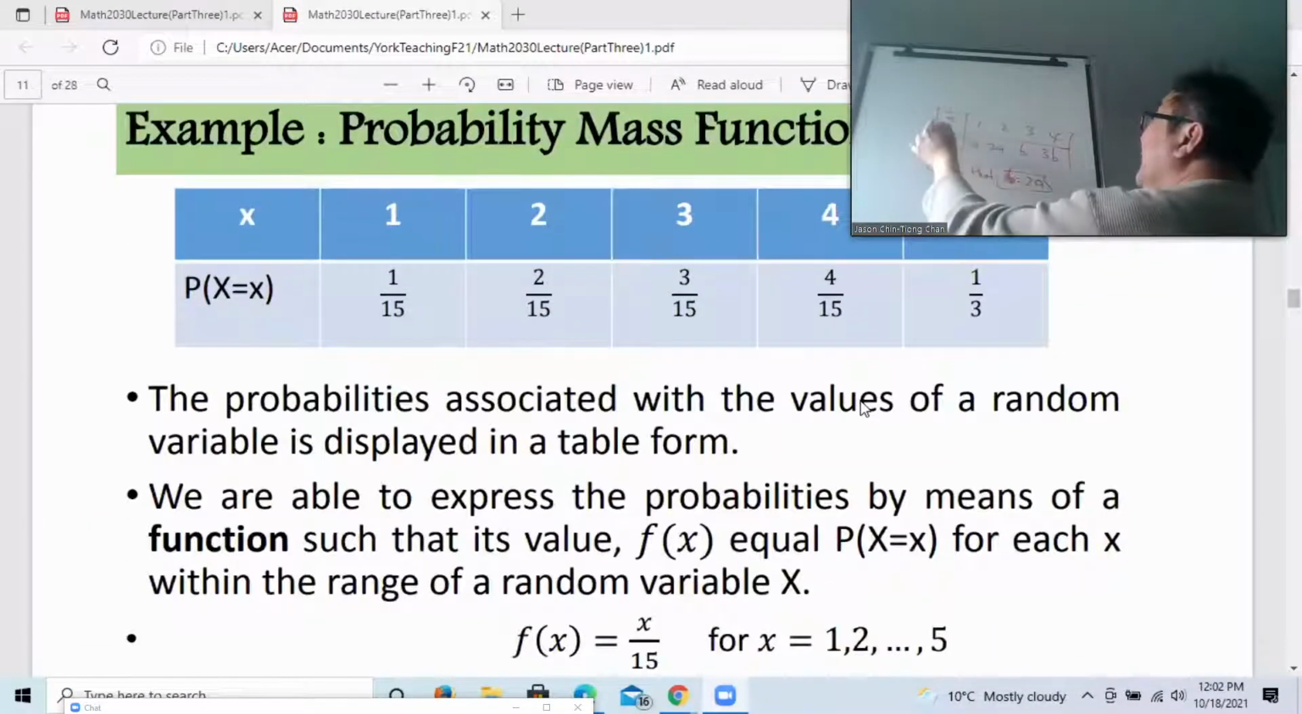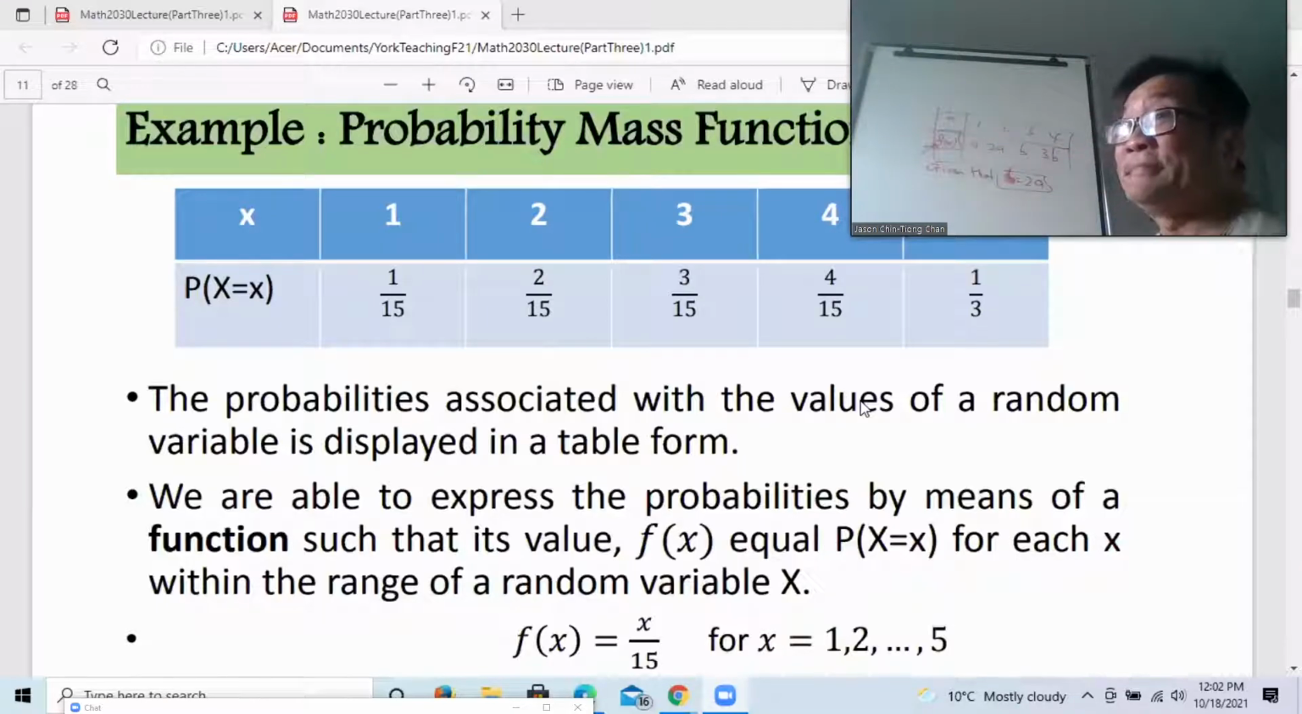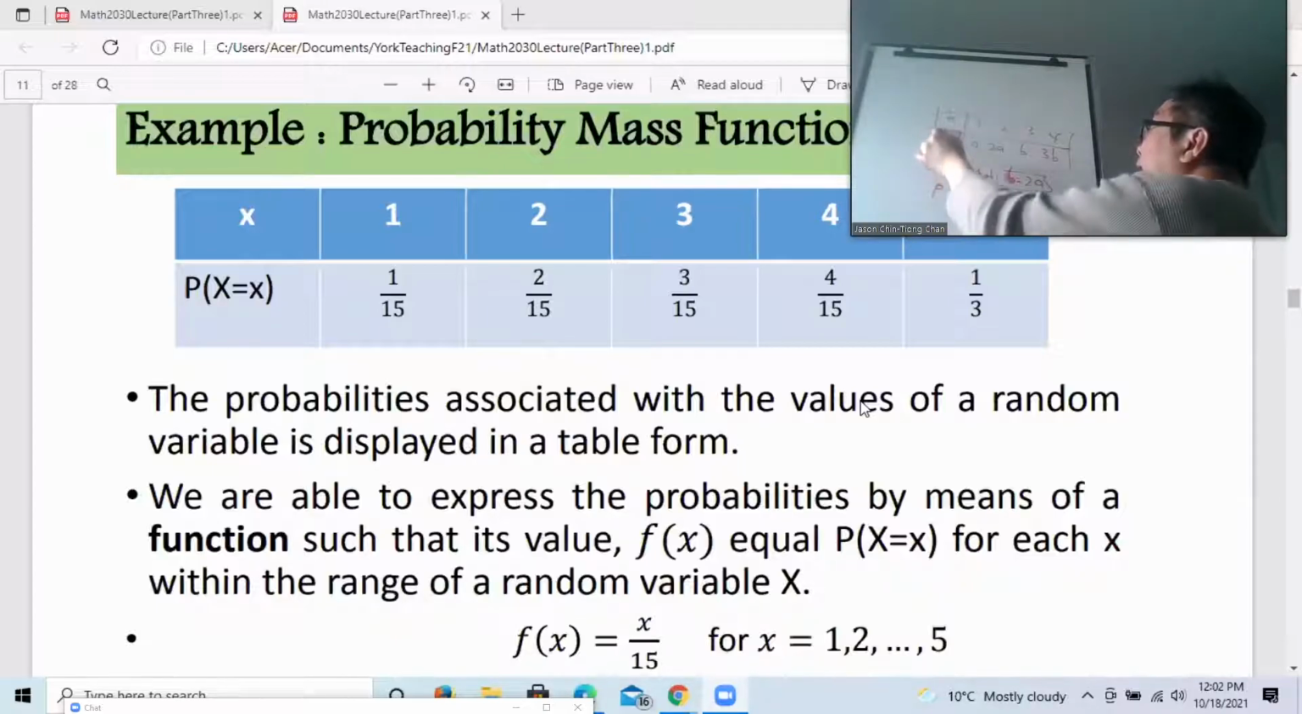So this one, what do you call this one? There's a name for this one. PMF. We have to use a small f, okay? Probability mass function. Yeah, we have to use a small f. There's also a capital F.